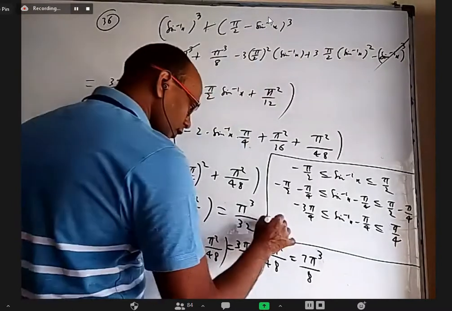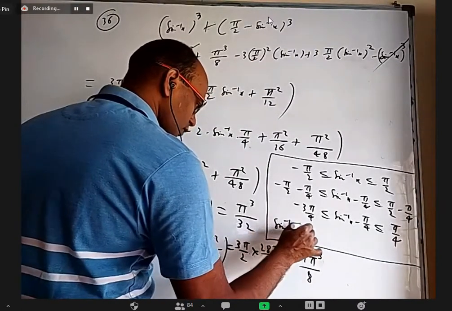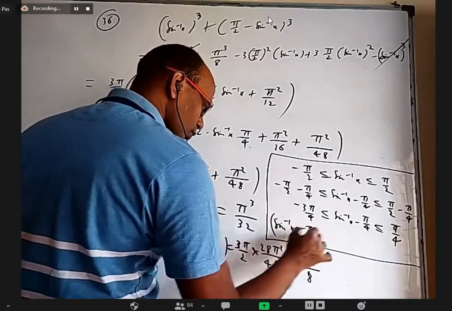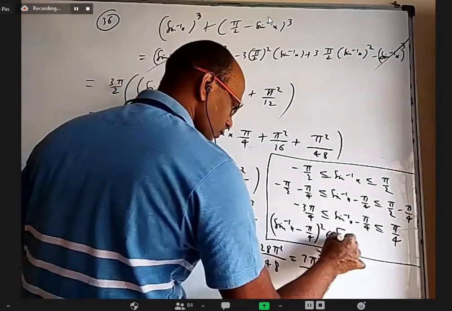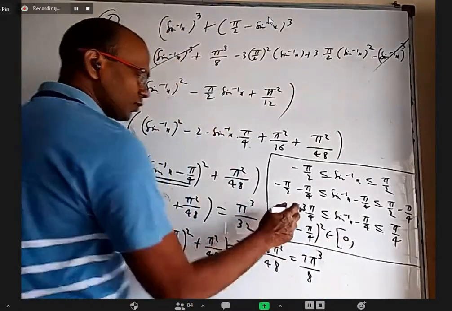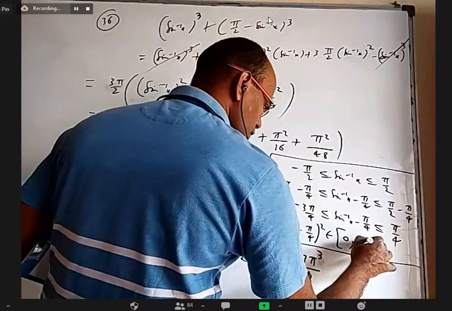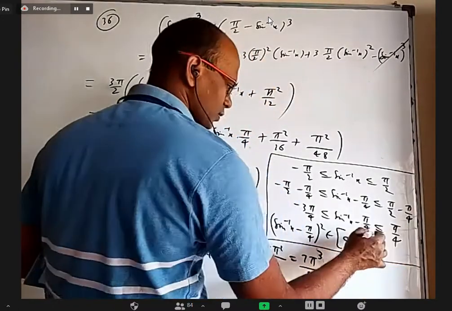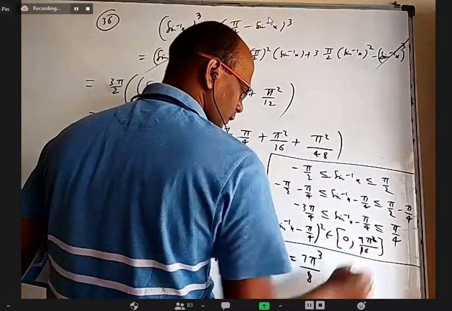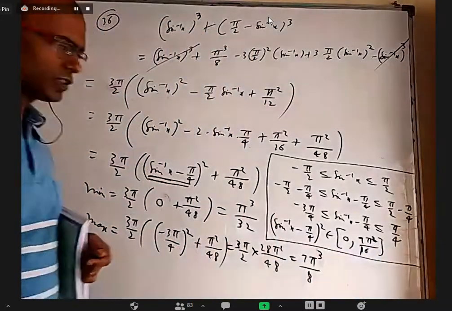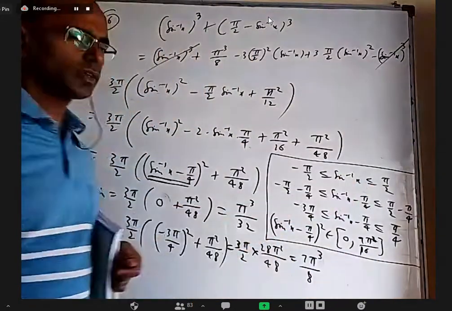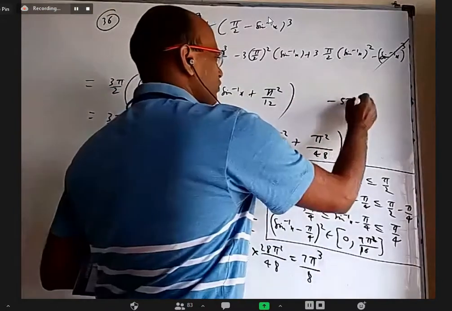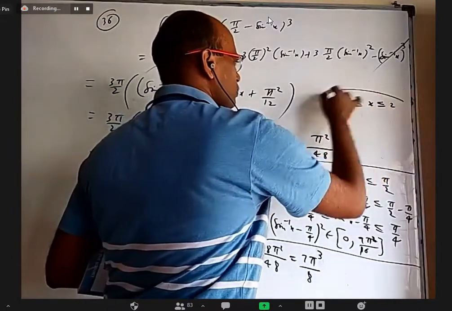And when I square, sin inverse x minus pi by 4 whole square will belong to, minimum will be 0, maximum will be the square of this, which is 9 pi square by 16, not the square of this. Okay. Somebody may still have a doubt why it is this square, not that square. It is like asking: minus 5 less than or equal to x less than or equal to 2.